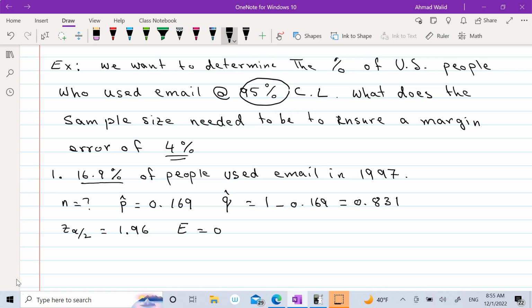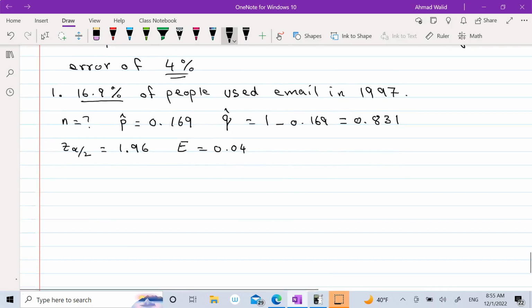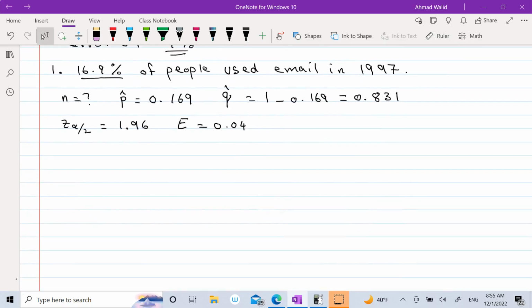It means 0.04 here, correct? Change it to decimal. Now I have all these values. I'll use the n formula and easily I can calculate the sample size, correct? n equals, my formula is Z alpha over 2 squared times p hat q hat over E squared. Just plug in the numbers.